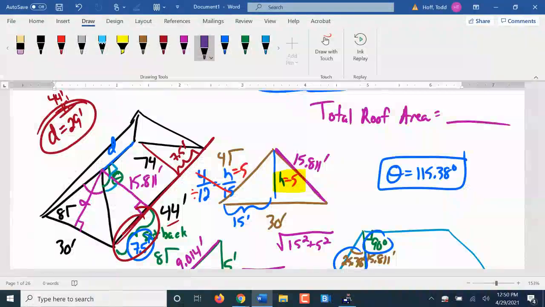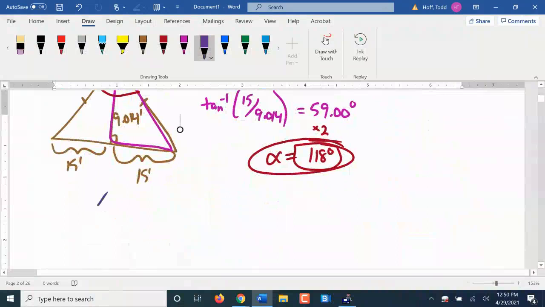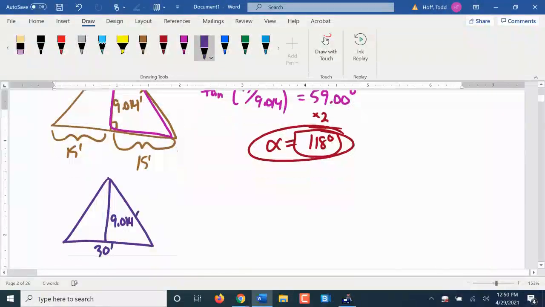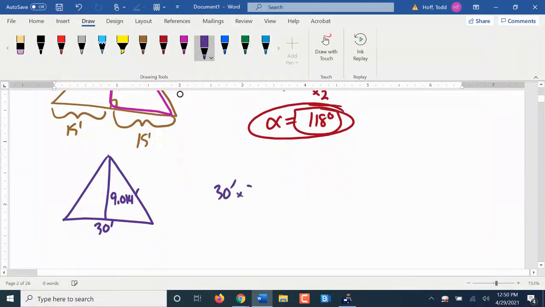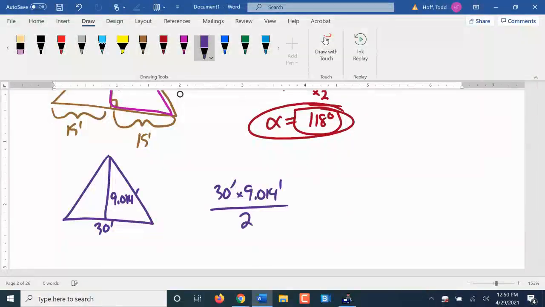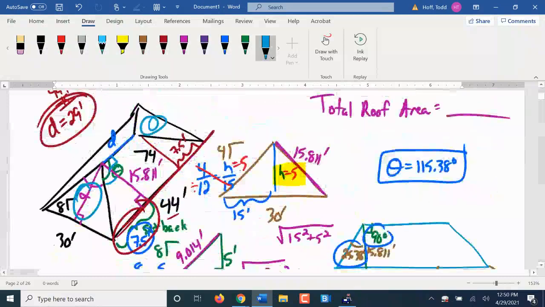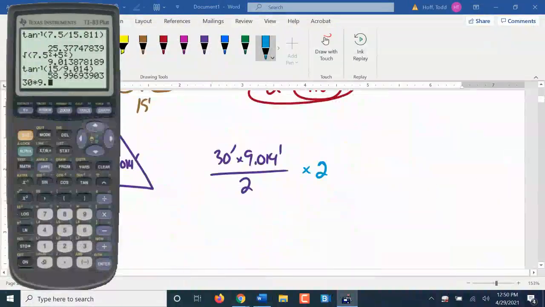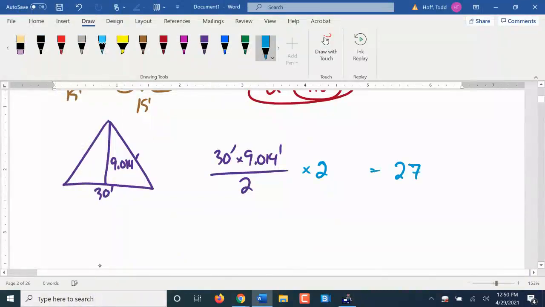We are now ready to find our roof area. There are two shapes in our roof. One shape is this triangle here. It's 9.014 feet by 30 feet. So that area is 30 feet times 9.014 feet divided by 2 because it's a triangle, but times 2 because there's one here and one at the other end. I'm just going to do 30 times 9.014 divided by 2, and times 2 would cancel out, giving me 270.42 square feet.